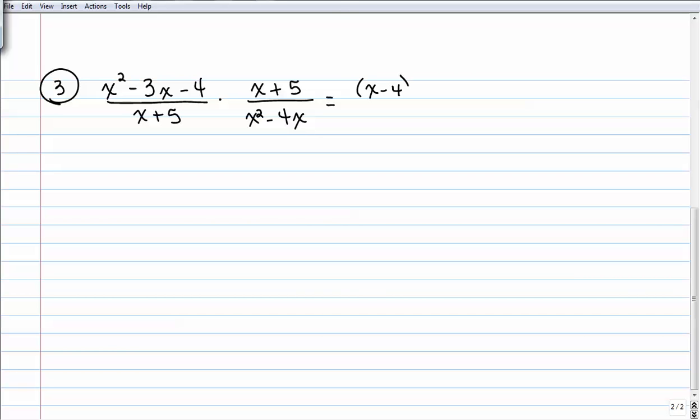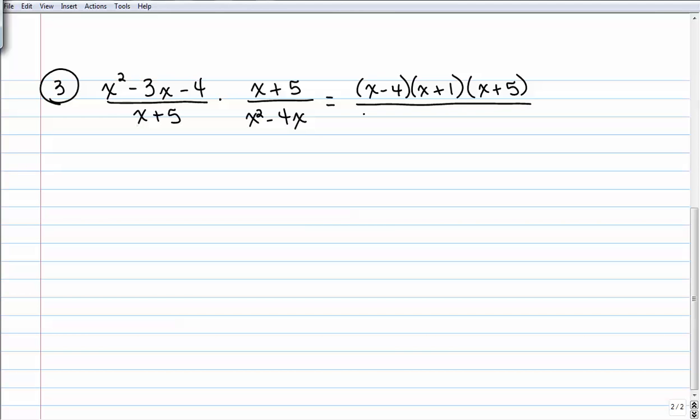Here's a third example. X squared minus 3x minus 4 over x plus 5 times x plus 5 over x squared minus 4x. Okay, I'm noticing a trinomial in the top of my first fraction that needs to be factored, and so that will factor into an x minus 4, x plus 1, and then the binomial for my second fraction is an x plus 5.